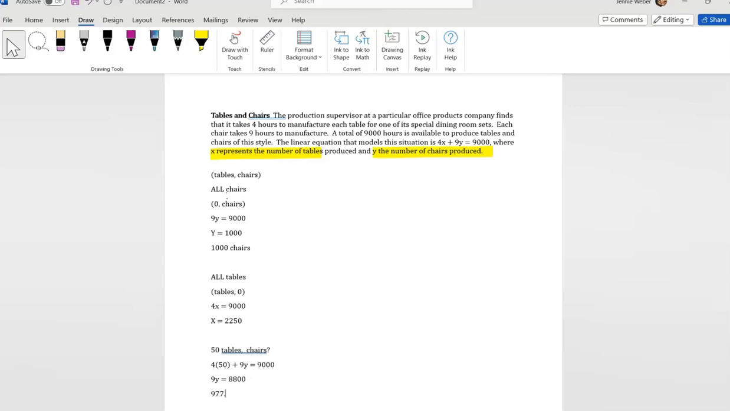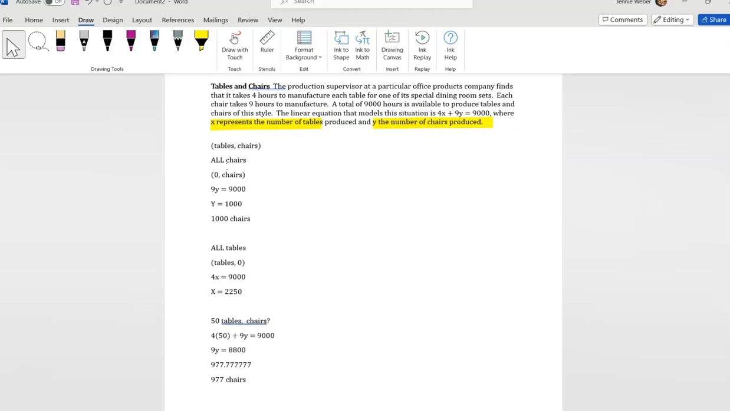I got 977.777 repeating. But of course, I didn't get that last chair produced, so I only produced 977 chairs. It's one of those cases where you always have to round down because you didn't finish producing it. So if I only have 9,000 hours available and I did 50 tables, I'm only going to get 977 chairs done. I'm not going to get that 978th done because then I'd be over my allotted time.